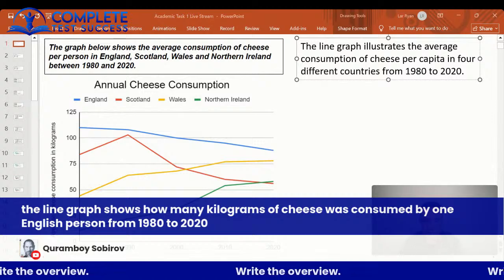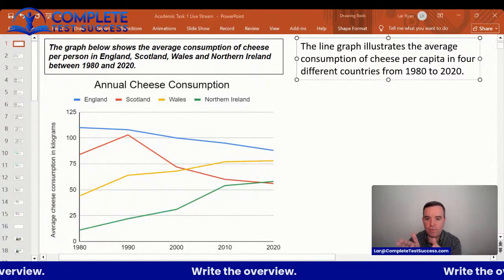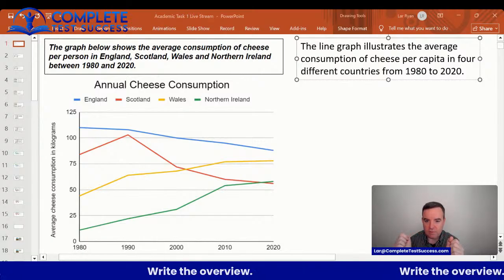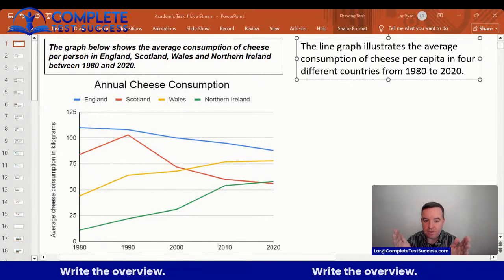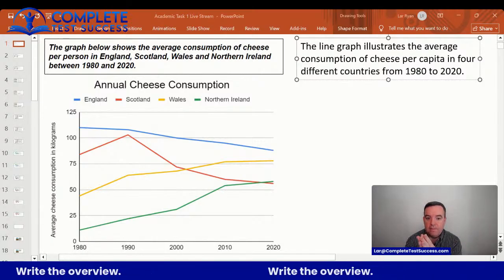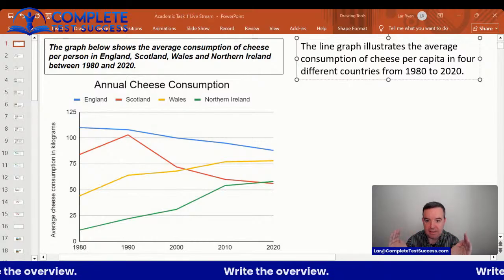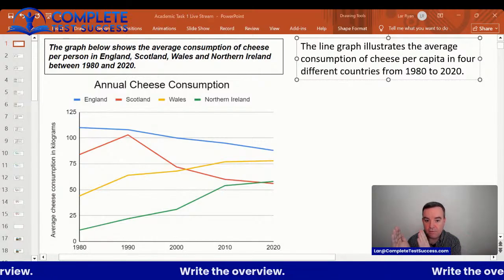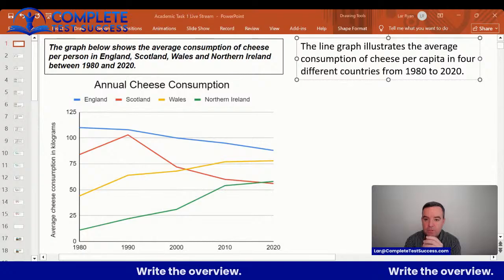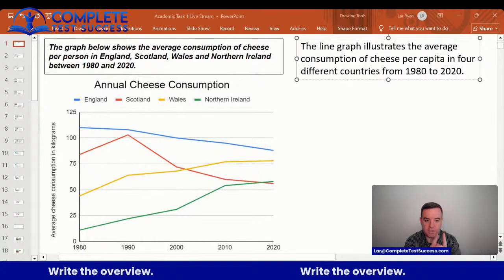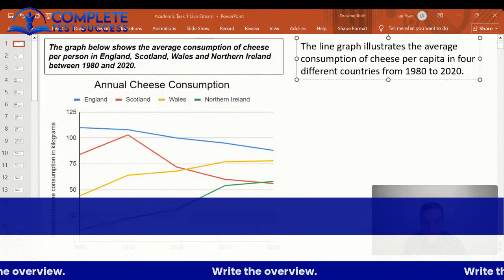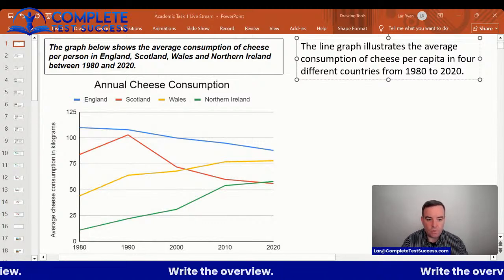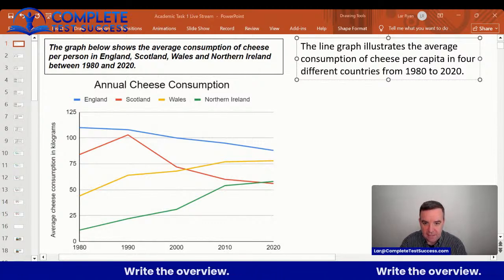So it's not that we got one person from each of these countries and we saw how much cheese this one person ate. Let's say there are 1 million people in the country and there were 1 million kilograms of cheese eaten in that country. That would be 1 kilogram per person. So what they're doing is they're going per person, not for one person. So in your paraphrase, when you said consumed by one English person, it sounds like you're talking about one specific person, not the average in the country.